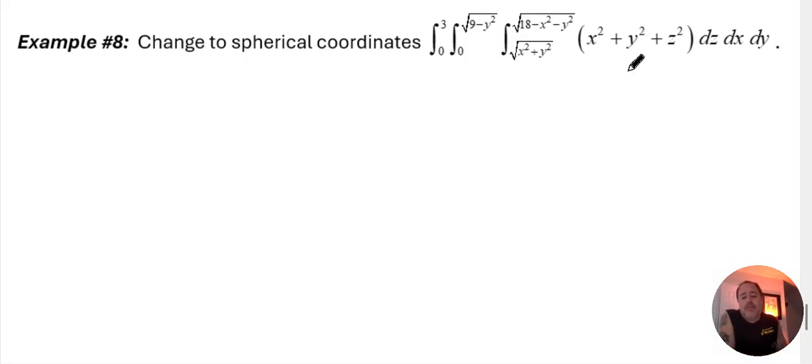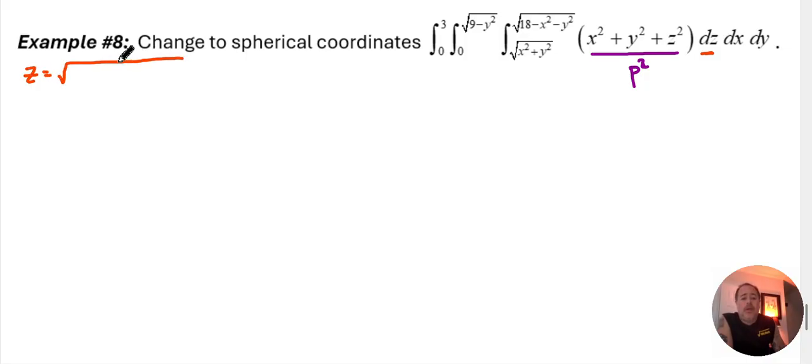The first thing I'm going to acknowledge is that we already know what x squared plus y squared plus z squared is. That's going to be rho squared, so we'll go ahead and write that out. In the previous video, I suggested writing out that z, being the innermost integral, is equal to these two equations.